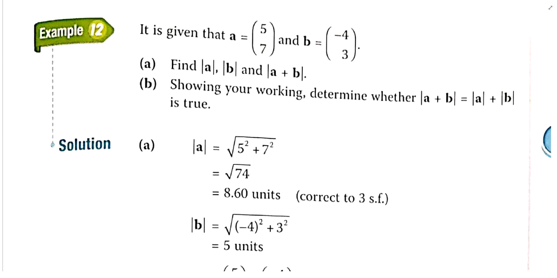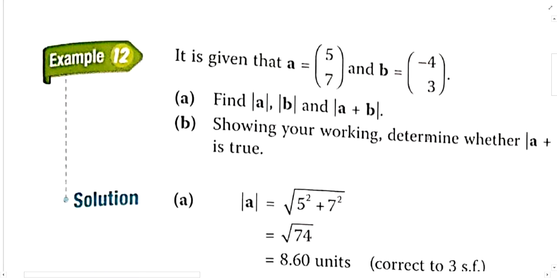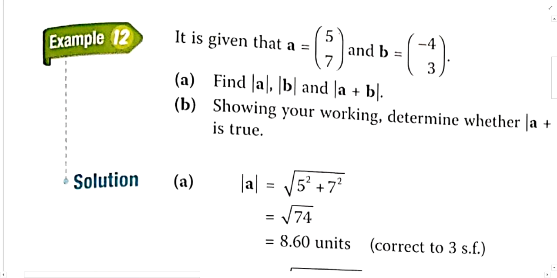Okay, without looking at the solution, I've got vector A, it's (5, 7). What does this (5, 7) mean to you? 5 what? 5 steps to the right. Okay, 5 units to the right and then 7 units upwards. Okay, so can you visualize 5 and 7? So that is vector A, diagonally, right?